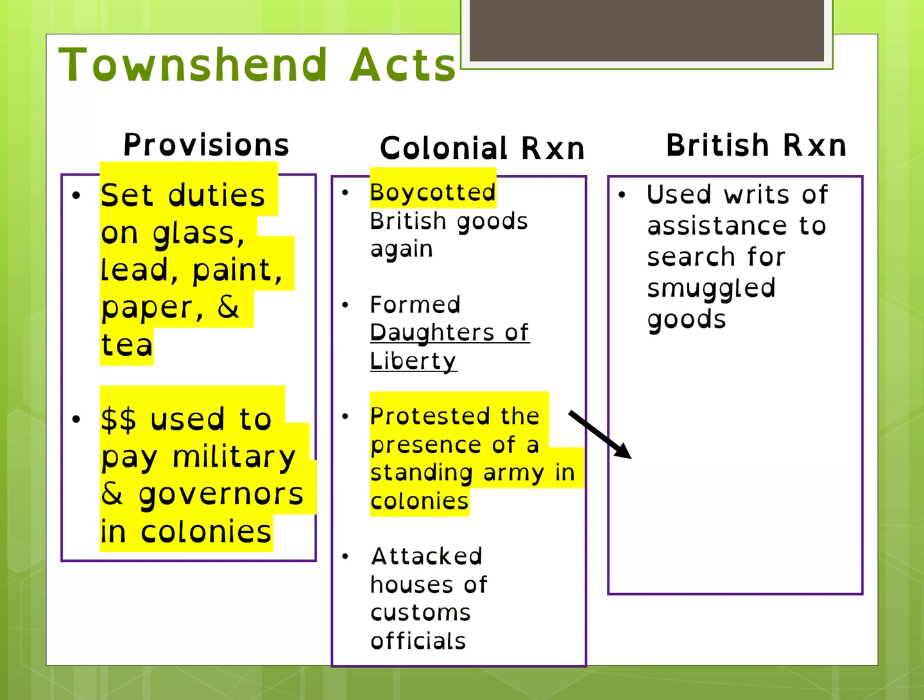Now, what are the British doing? They are going to use a legal term called writs of assistance to search for smuggled goods. That basically means that they can search your property, whether it's your house, your business, or your ship, without a warrant. They can just come on and say, we think you're smuggling, we're going to search your stuff.